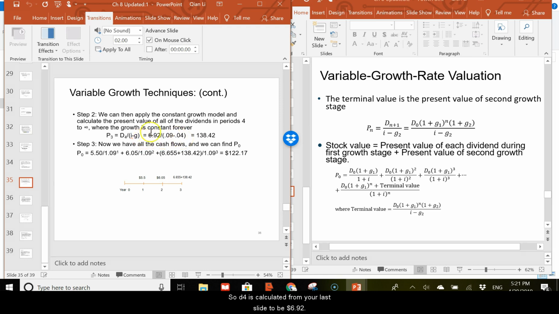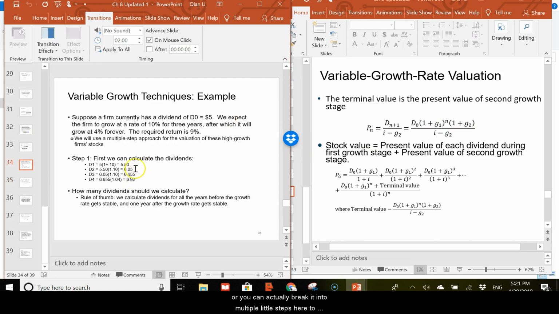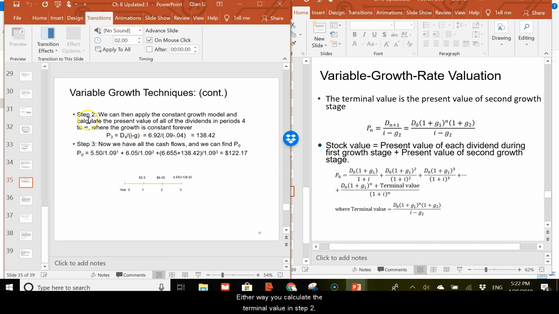So D4 is calculated from your last slide to be $6.92. It is essentially the $5 multiplied by 1 plus the 10% to the power of 3, and then multiplied by another 1 plus 4%. So you can just do it in one step, or you can break it into multiple little steps to calculate D1, D2, D3, D4 one by one. Either way, you calculate the terminal value in step 2, and it is $138.42.